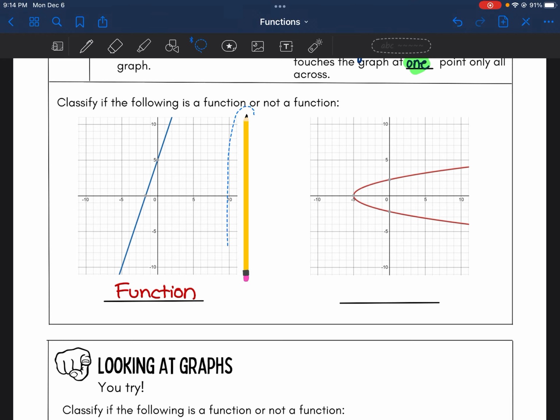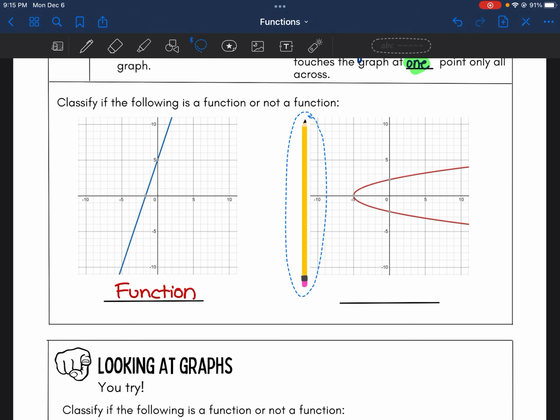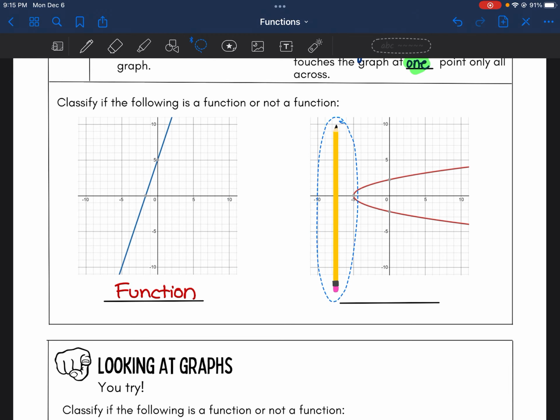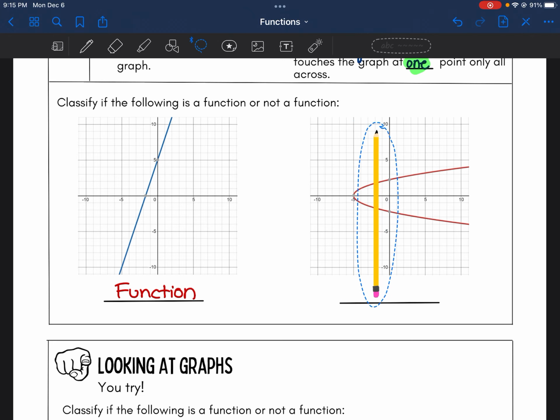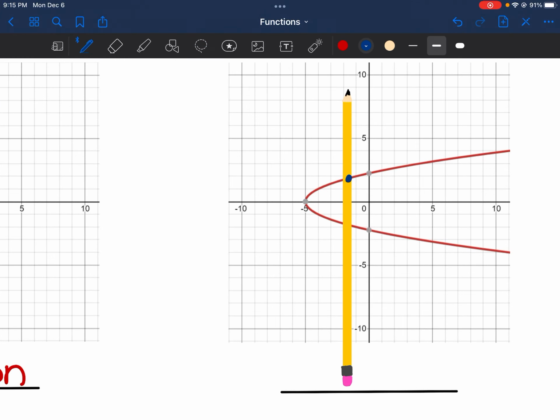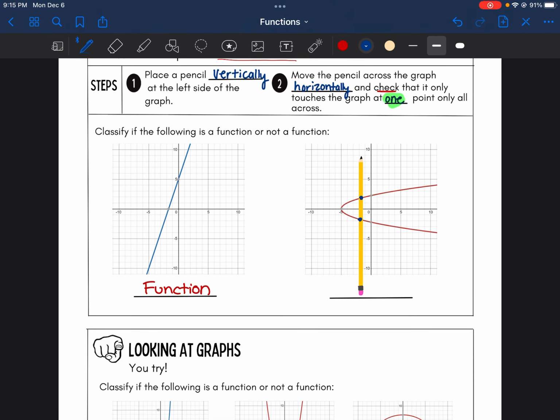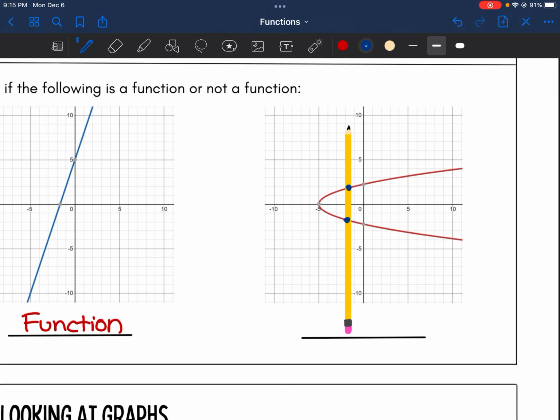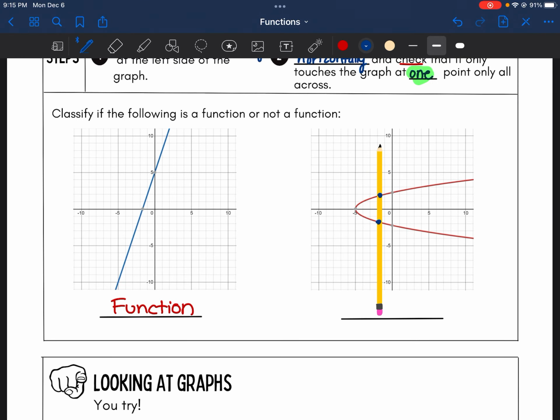So again, we're going to grab our pencil right here. We're going to start at the left-hand side, and I'm going to start to move it. Right here, it's touching at 1 point, but right here, it's touching at 2 different points. Do you guys see that? It's touching at 1 point right here and 1 point right here. That means that this x has 2 different y's. So it means that it is not a function.